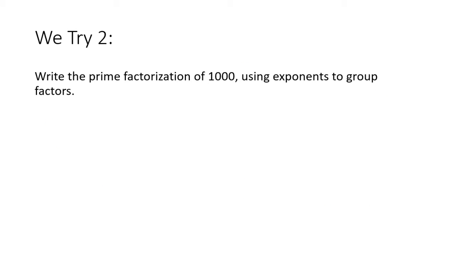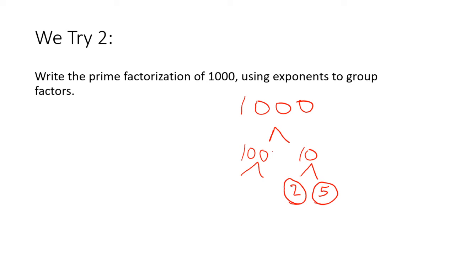Let's try this one together. Write the prime factorization of 1,000 using exponents to group factors. So we've done these before a few times in class. I want two numbers that multiply to give me 1,000. How about 100 times 10? That'll give me 1,000. Then I can break these up. 10 is 2 times 5, and those are prime numbers, so I'm going to circle them. I can't break either of those numbers up anymore. 100 is 10 times 10. And I've got some primes here.